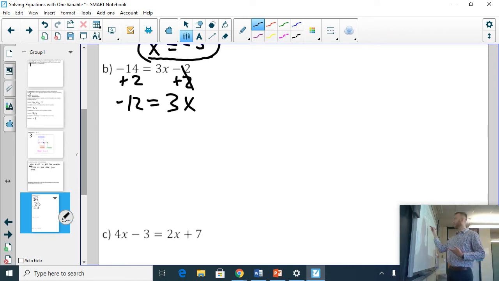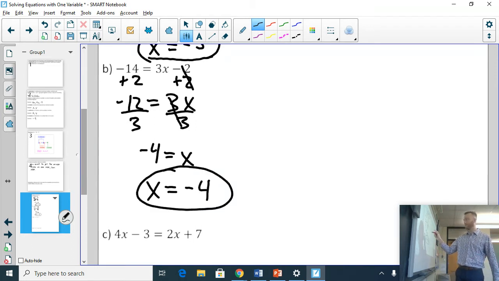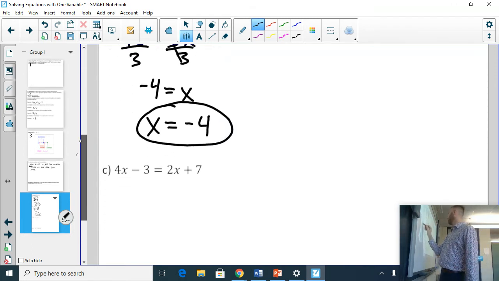And then same thing, I'm multiplying by 3, so I'm going to divide by 3. And that's going to leave me with x equals negative 12 divided by 3, which is negative 4. And then if you just want to write it the other way so it looks a little more like we're used to, a little nicer, we can do that. So x equals negative 4 for that one.